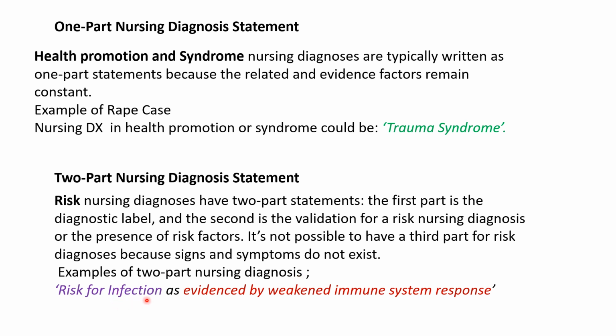Examples of two-part nursing diagnosis: Risk of infection as evidenced by weakened immune system response. That is the best example of a two-part nursing diagnosis statement, mainly on risk problems of the patient.